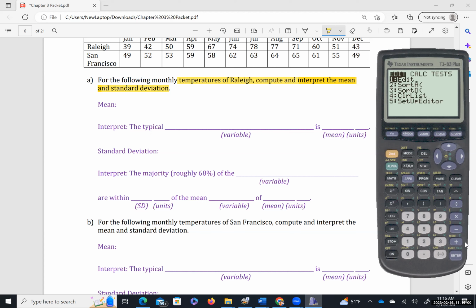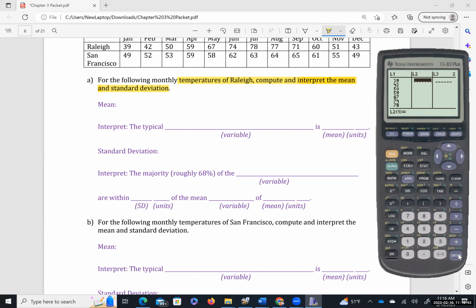So again, we need to enter the data values. Just put down all the values for Raleigh in L1: 39, 42, 50, 59, right? And then 67, 74, 78, 77, 71, 60, 51, 43. So that's 12 data values for 12 months, right?